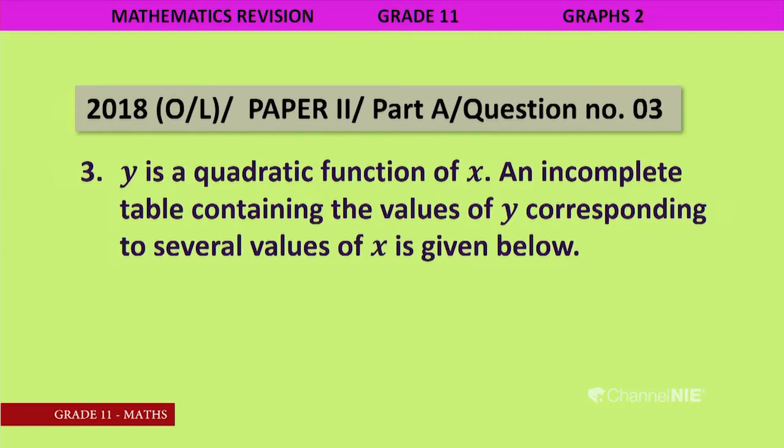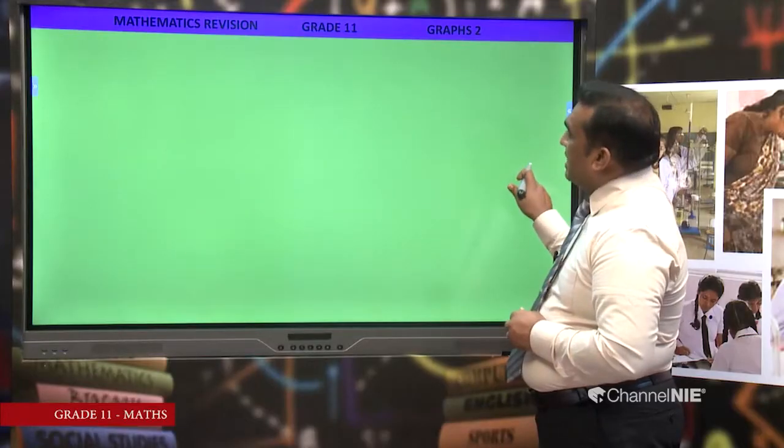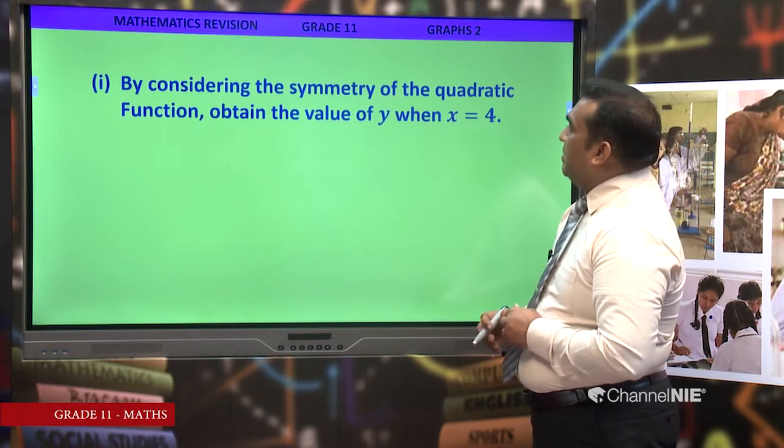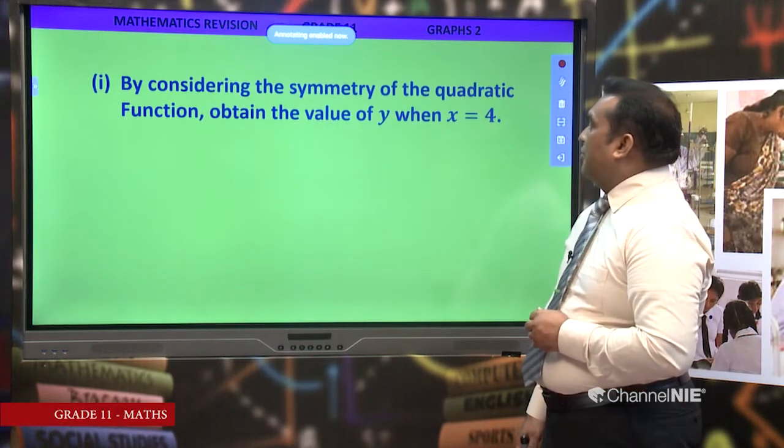Y is a quadratic function of x. There's an introduction. Y is a quadratic function of x. An incomplete table containing the values of y corresponding to several values of x is given below. We'll see it. This is the range of x: minus 1, 0, 1, 2, 3, 4, 5. These are the given corresponding values of y. Then we want to find out the y coordinate when the x coordinate is 4. They will ask that as a question. By considering the symmetry of the quadratic function, obtain the value of y when x equals 4.